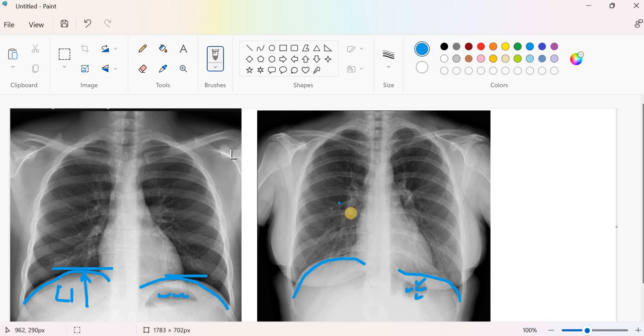So please, in case of female chest x-ray, don't get confused between the soft shadow of the diaphragmatic copula and the soft tissue shadow of the female breast. These two you have to differentiate on a chest x-ray.